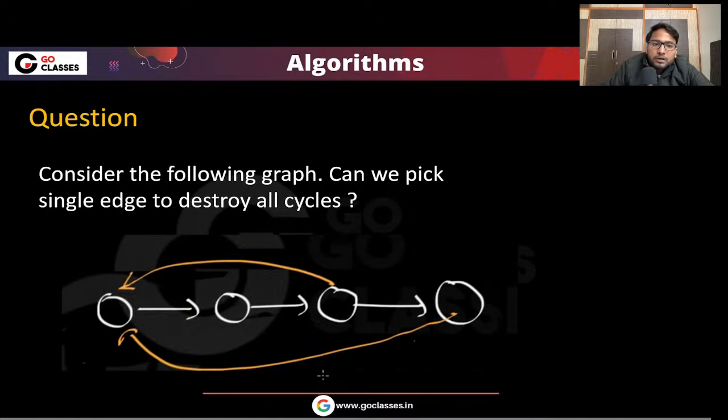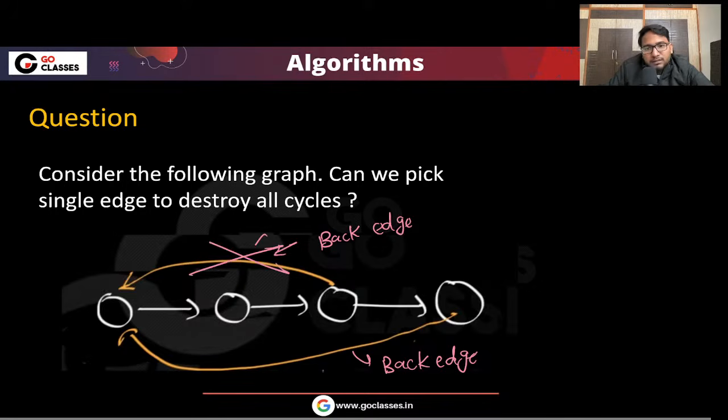What they're trying to say, consider the following graph. Can we pick a single edge to destroy all the cycles? Can you see this is having two packages, right? This is a package. This is a package. Can you just remove one of the edges and destroy all the cycles? No, right? Even if you remove this package, this package will be there, and package means cycle. If you remove this package, then this package will be there, and package means cycle. So basically, you can't just remove one package. I mean, if there are multiple packages, you can't just remove one edge to destroy all the cycles, right?